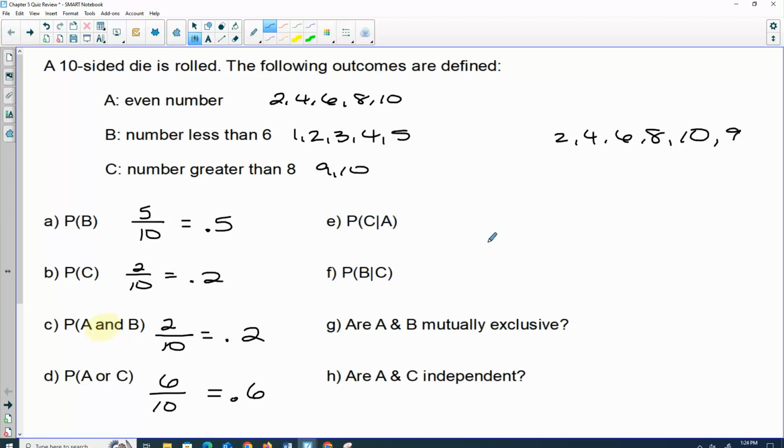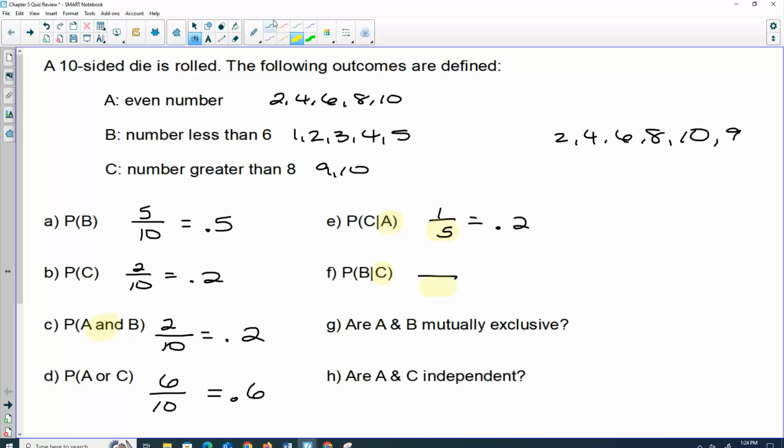All right, next one, C given A. When you have a given, that's something we already know. So it is given A. How many numbers are in A? 5. Okay, so I already know my number is either 2, 4, 6, 8, or 10. How many of those are in set C? 1. So 1/5 or 0.2.